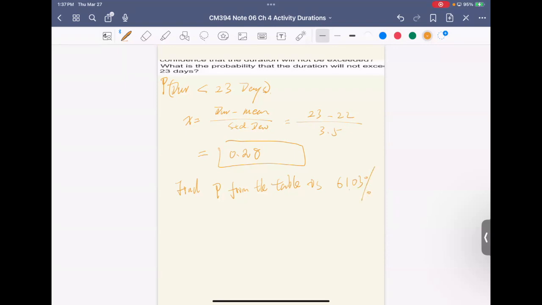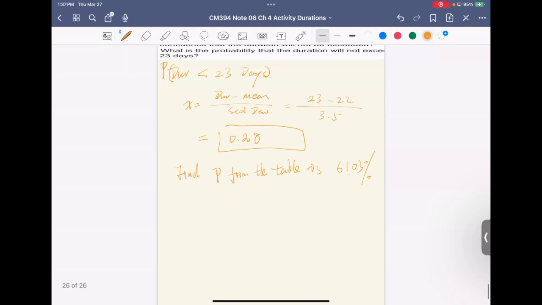Is that easy? Yeah, that's pretty easy, right? Very straightforward with the equation, right? Okay, so if we have a drawing or plot over here, then you will see x is 0.28, and that is this part. Does that make sense? And this part is 61.05 percent. All good?